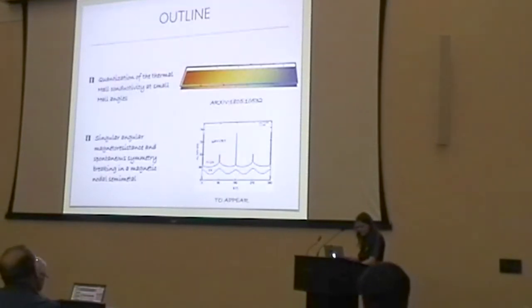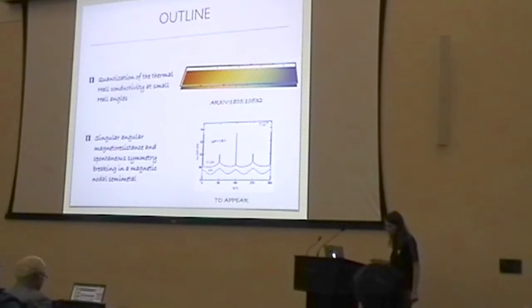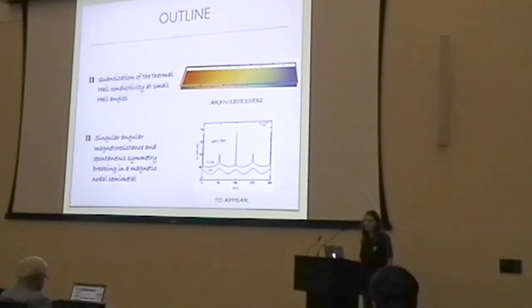I don't have time to go through this, but the two problems that I'm going to be talking about are the quantization of the thermal Hall conductivity at small Hall angles, and the second topic is single angular magnetic resistance and spontaneous symmetry breaking in the magnetic nodal semimetal, which was on the foreground.